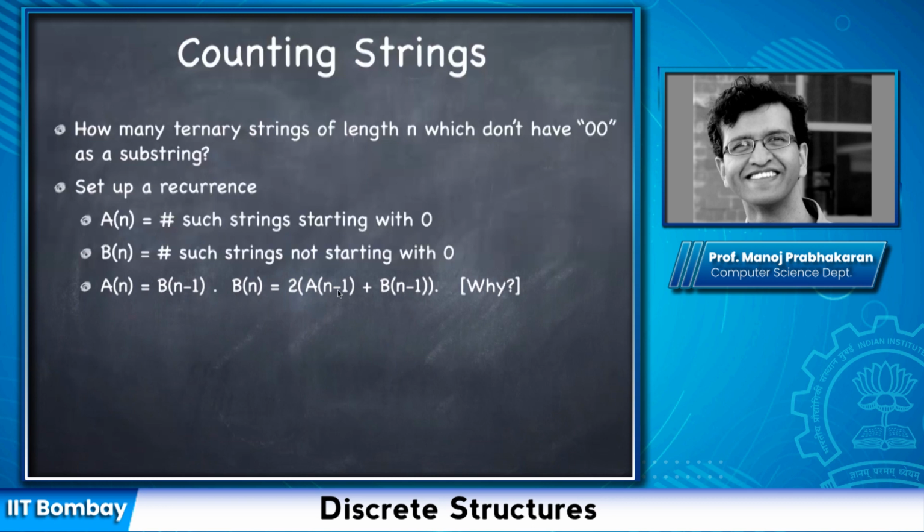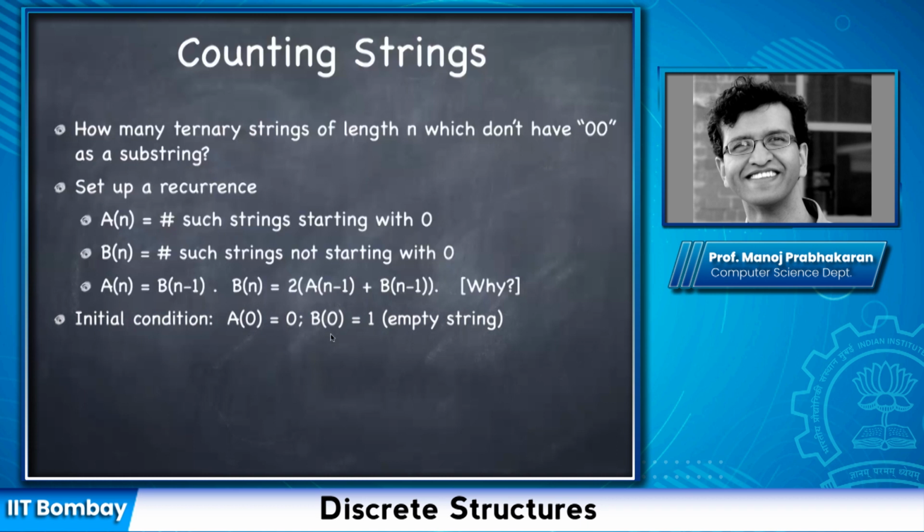I do need to still define the base cases, the initial conditions. A0 is the number of strings of length 0 which start with 0, but there's only one string of length 0, which is the empty string, and it doesn't start with 0. So A0 should be defined as 0.